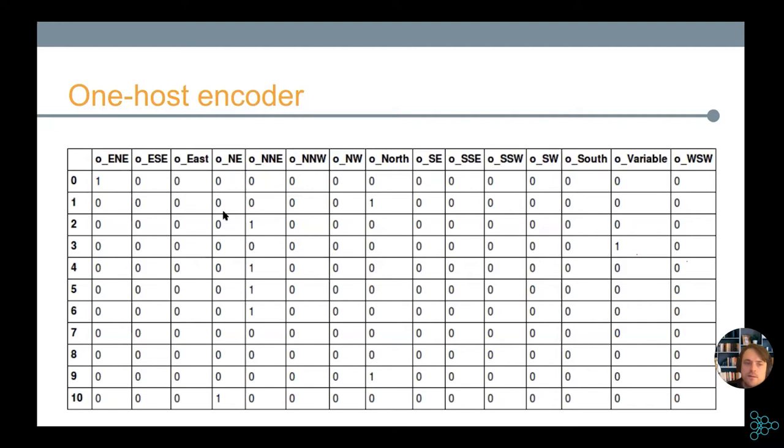And what's the advantage of this? You can use it in algorithms that wouldn't work with just a textual representation. If you have a decision tree, you can use Paris, London. But if you have a logistic regression or another task that requires a number, how do you do it? Well, you can use a one-hot encoder.